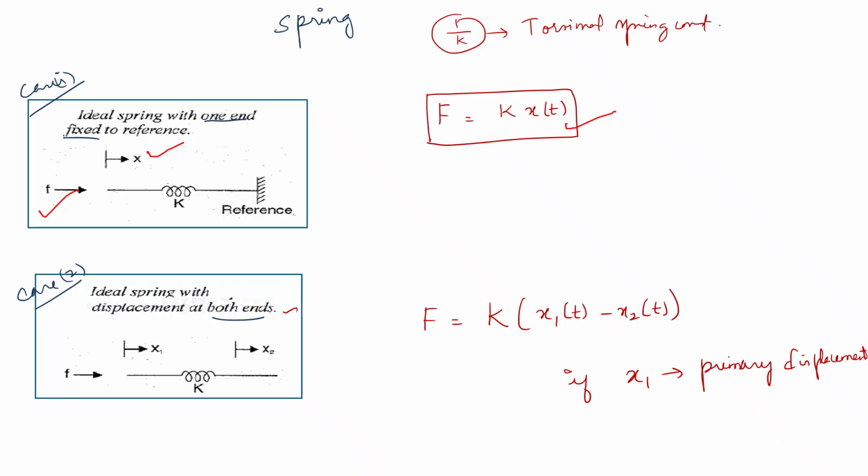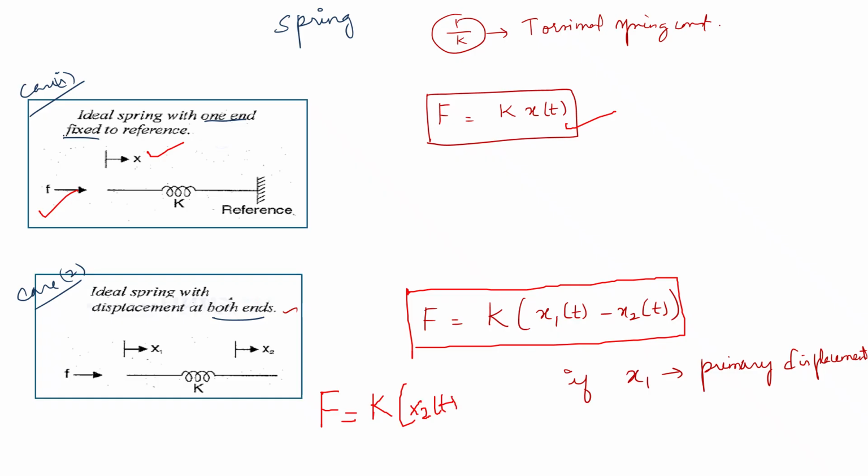Let us consider case 2 where it is not fixed, it's free at both ends. The force equation F can be written as F is equal to k into x1 minus x2 if x1 is considered as the primary displacement. Similarly, the force equation F can be written as k into x2 of t minus x1 of t if x2 is considered to be the primary displacement.